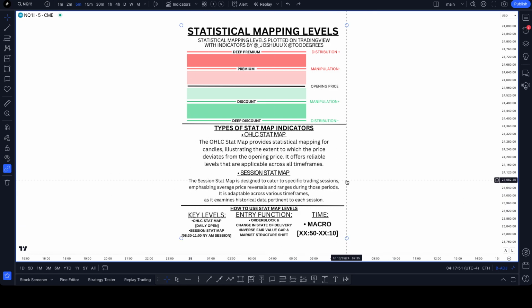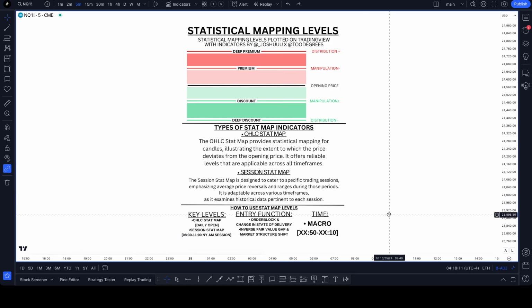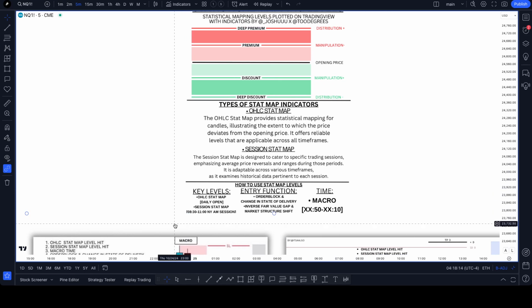For the session stat map, what makes this different is it is designed to cater to specific trading sessions, such as the Asia session, London session, New York AM, and New York PM sessions. The levels that are thrown out and given onto your charts are used for price reversals. And right over here, we can see how I generically use these levels. I use them as key levels. Then I wait for an entry function, such as an order block, change in state of delivery, or an inverse fair value gap with a market structure shift. Then I would enter during a macro time.